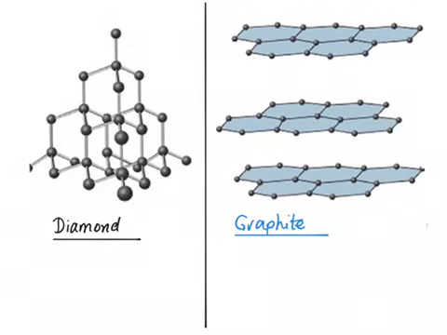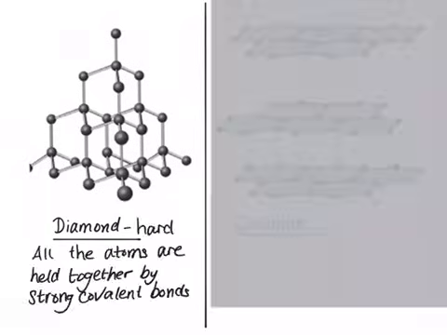Graphite, however, is arranged in layers. So there's a layer that looks like this, a layer like that, and a layer like that. And the fact that it's layers gives it the properties that it's soft and that it conducts electricity.